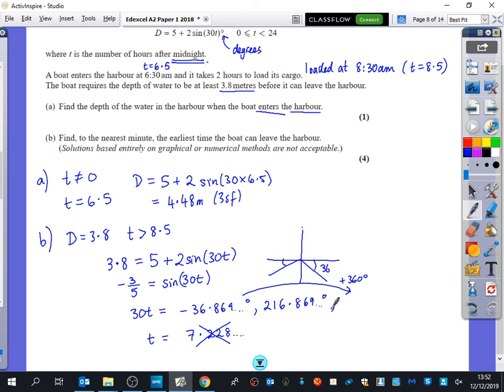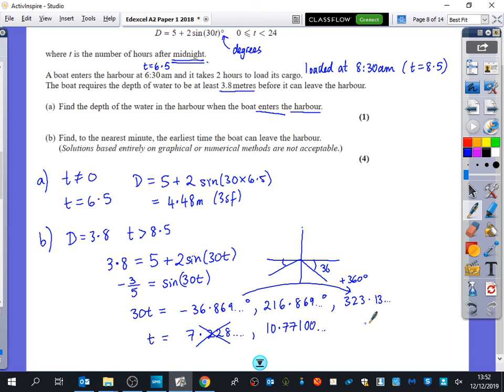So let's just go back. Let's times that by 30 and we'll do 180 minus the answer again. So I'm going to add 360. Looks like the next solution we've got here is 323.13 degrees. I'm just going to divide that by 30 and see what we get. When I divide that one by 30, I get 10.77100. Great. That's the first one that's going to be bigger than 8.5. So this is the value of time that I'm looking for.